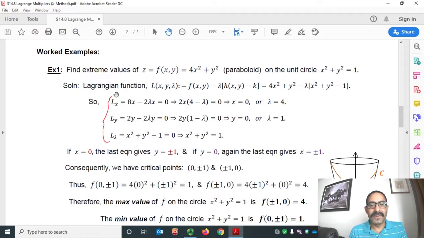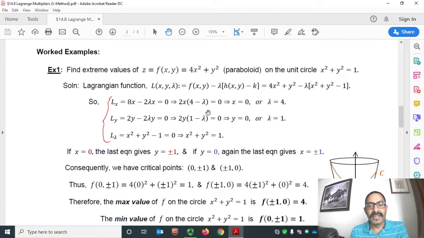So let's begin the solution. Define the Lagrangian function. L(x,y,lambda) equals the objective function minus lambda times the constraint: here x squared plus y squared minus 1, and this is the f(x,y), and this is the lambda. So next, let's find the critical points. Find this bunch of partial derivatives. Find L_x. L_x equals 8x minus 2 lambda x. Keep in mind that we are taking the partial derivative with respect to x, so y is constant. Set it equal to 0.